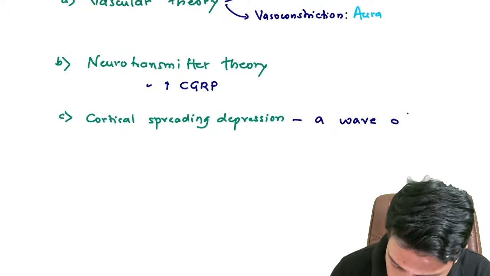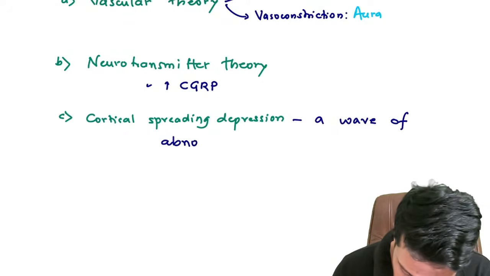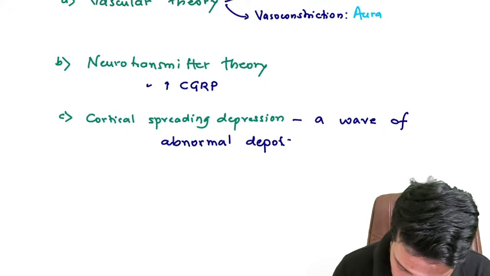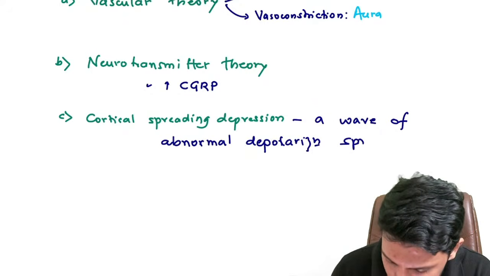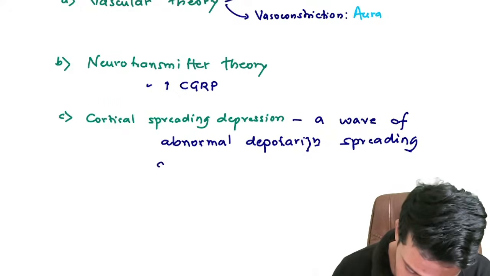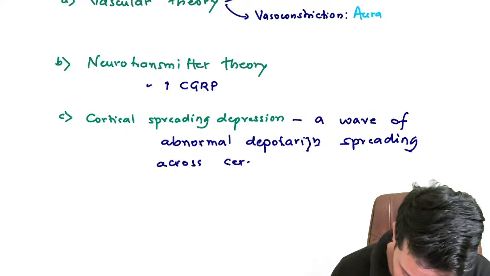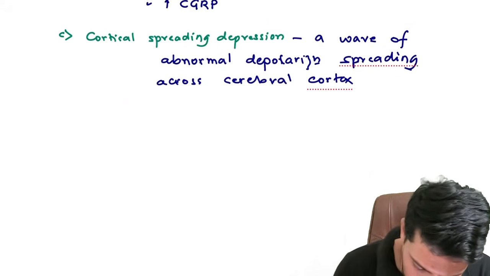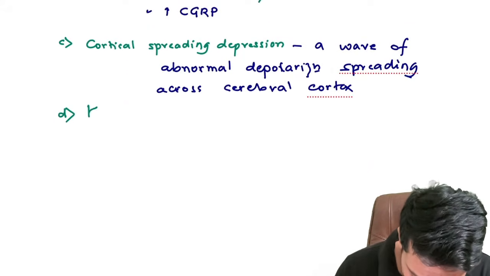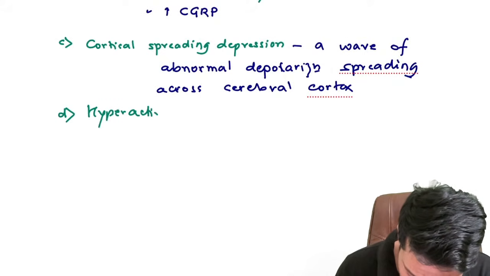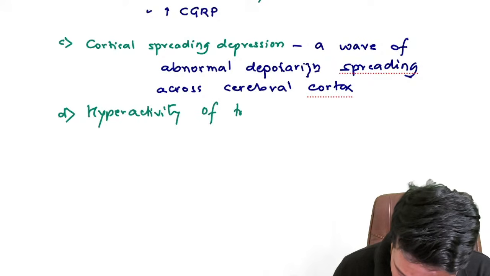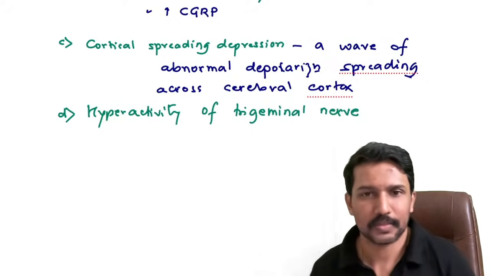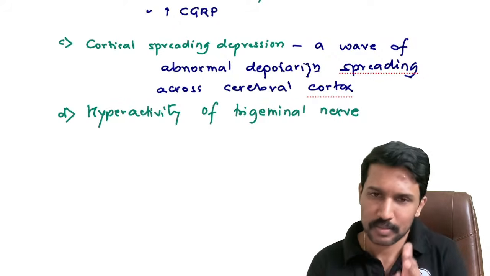A wave of abnormal depolarization spreading across the cerebral cortex. And another component in the pathogenesis is hyperactivity or hyperstimulation of the trigeminal nerve. So these are all contributory factors in the pathogenesis of migraine.